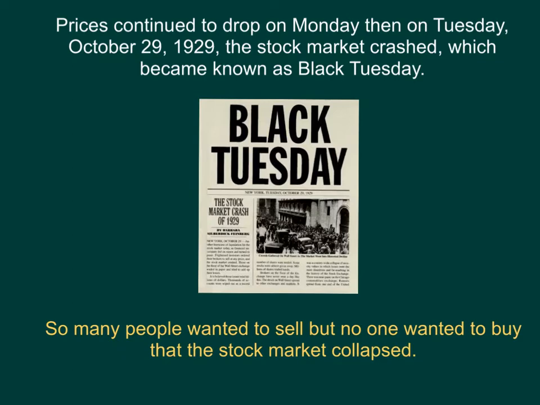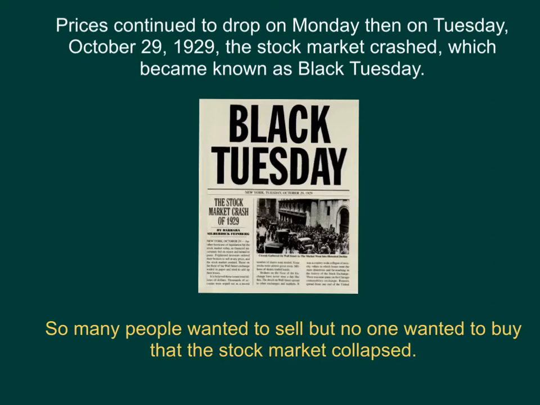Prices continued to drop on Monday. Then on Tuesday, October 29th, 1929, the stock market crashed. That means there was no money, if you will, to sell, and that became known as Black Tuesday. So many people wanted to sell, but no one wanted to buy. That's what made the stock market crash or collapse.